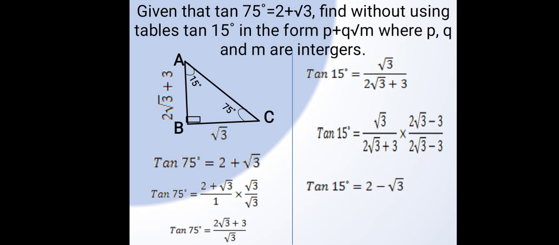Now what will be tan 15? Tan 15, if you look at the diagram, the opposite side will be 1, and the adjacent side will be 2 plus the square root of 3. Now simplifying, we get that tan 15 is 2 minus the square root of 3.